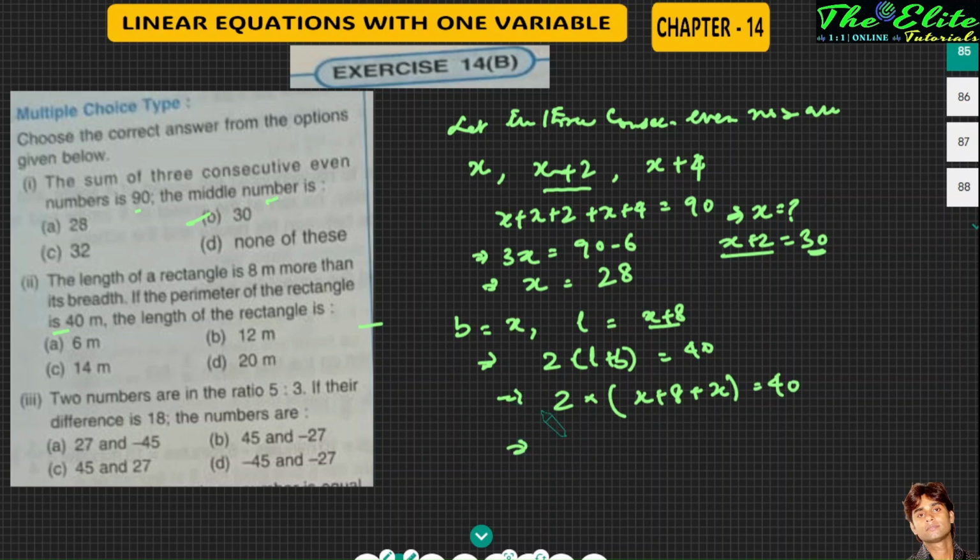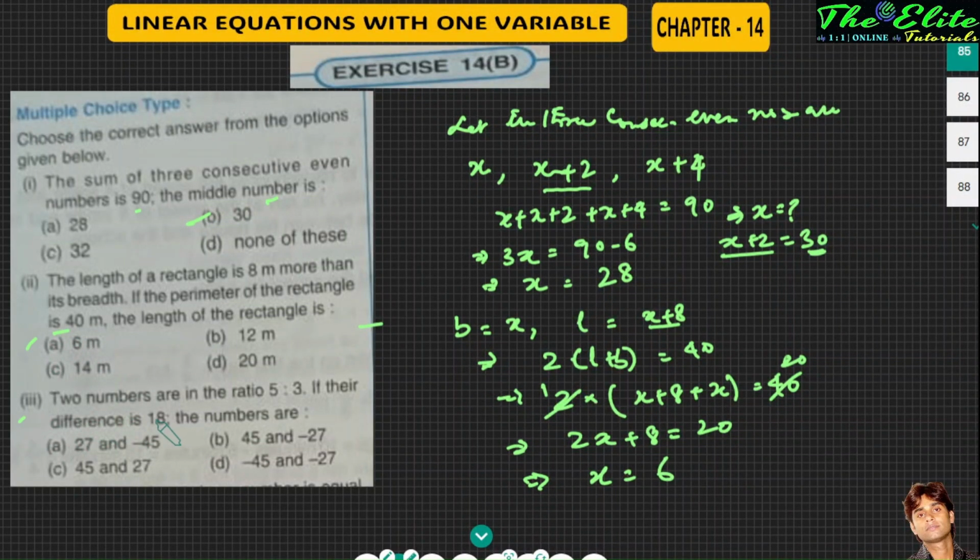Again, just carry on. This is 2 times 2x plus 8, so 2x plus 8 equals 20 after cancelling. Likewise, if you go on, x will be 6, and that is your answer.